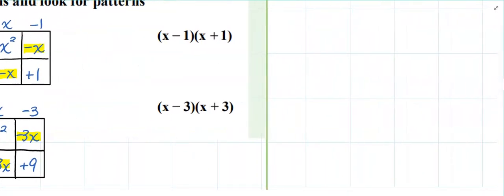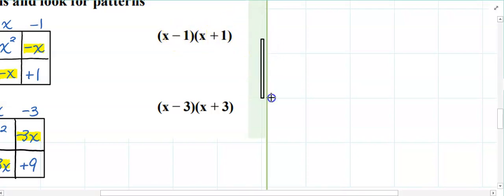What if they look very similar, but they have opposite signs? Let's see if we can find a pattern for this.